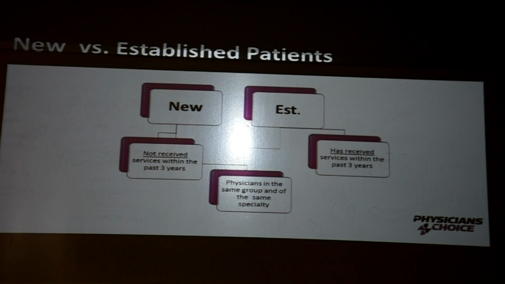So talking a little bit about new and established patients. There are 2 different types of patients that you see in your urgent care clinic. Your new patient, which means you haven't seen the patient within the past 3 years, and your established patient, which means someone within your group, either yourself or someone within the group, has seen that patient. Now, the reason this is important is there are 2 entirely different code sets that we have to use.